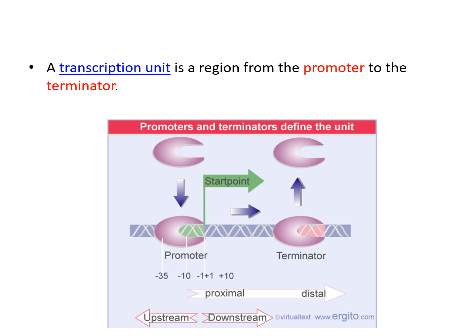A transcription unit is a region from the promoter to the terminator. As you can see from this slide, we have the promoter and the transcription start site, and all the way to the terminator. This piece we call the transcription unit.